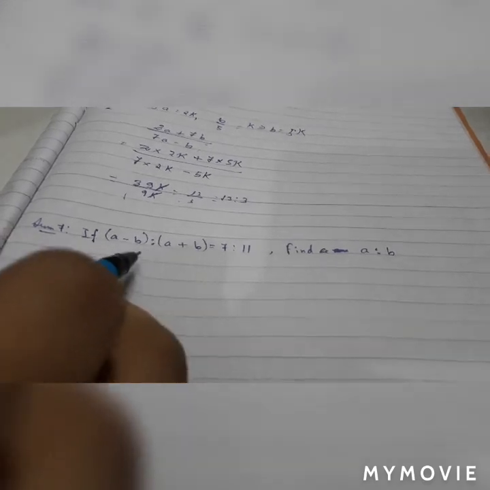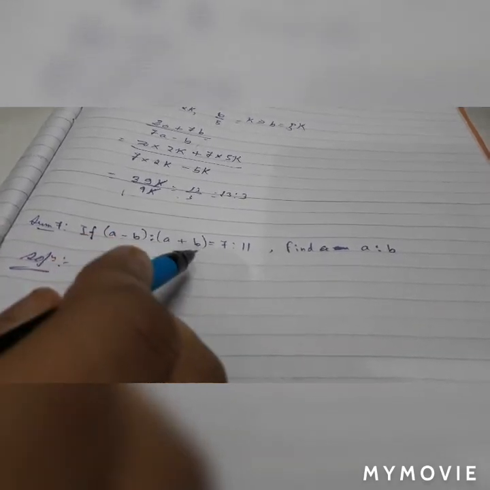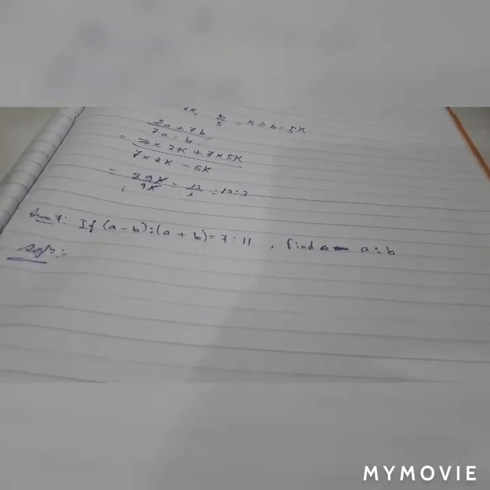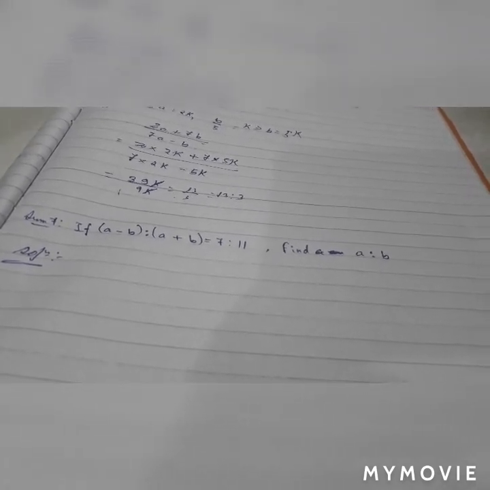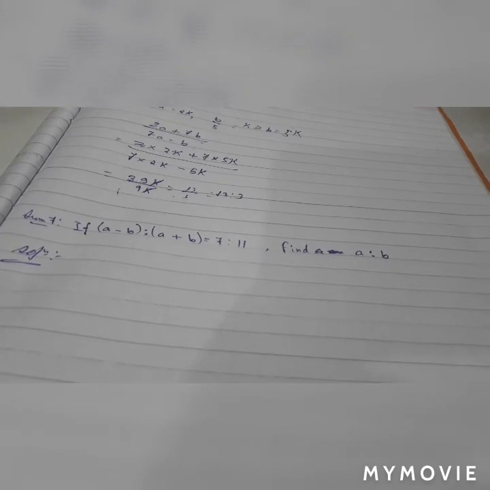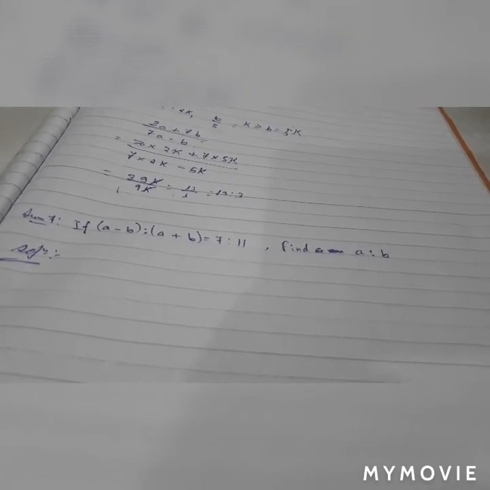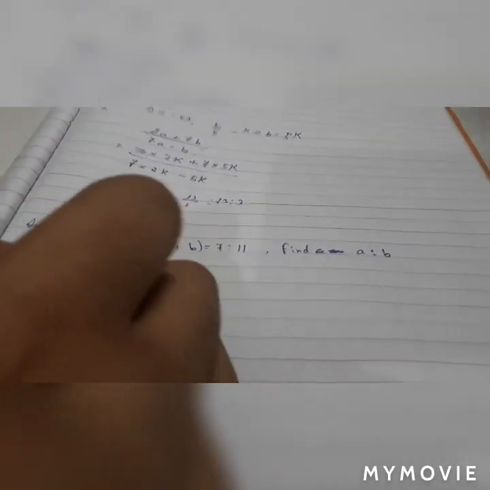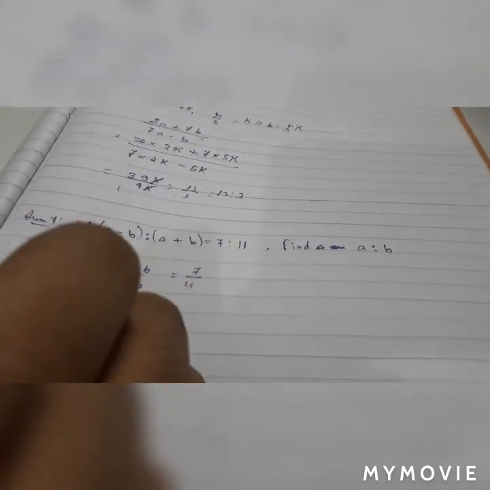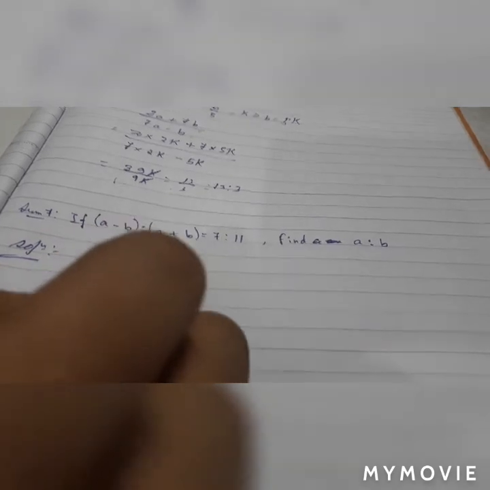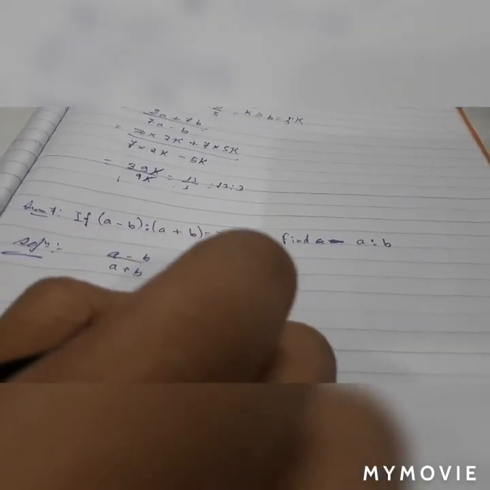You see, a minus b is to a plus b equals 7 is to 11. Find a is to b. Actually see, in such cases when you don't have anything but just something given in the question, move on with the given part only. That is, a minus b divided by a plus b equals 7 divided by 11. That will be nothing but 11a minus 11b equals 7a plus 7b.